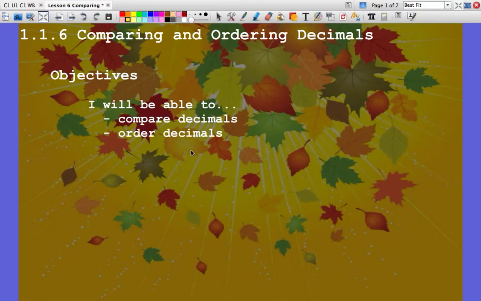One of the things that I want to make sure to emphasize is that the longer the number does not mean the bigger the number in this case. So we really want to make sure that we remember that and take our time when we are putting decimals in order from least to greatest or greatest to least.